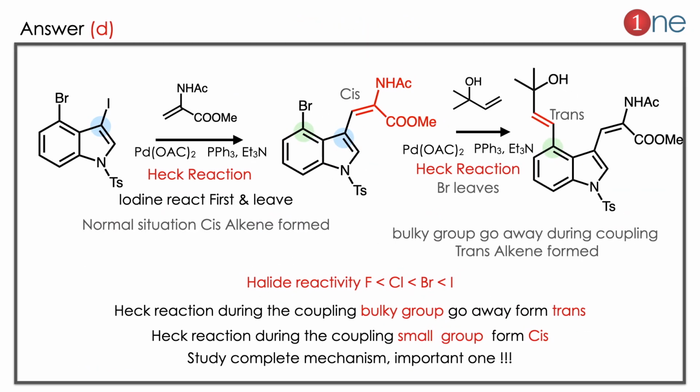The answer is D. Let us see how. The starting material contains bromine and iodine. You are using a palladium reagent, so it's clearly a Heck reaction. What really happens in the Heck reaction is the halide is removed and a new CC bond is formed here. But here it's tricky. Which one reacts, bromine or iodine? Iodine will react according to halide reactivity. Iodine is a good leaving group, so it reacts first. So a CC double bond is formed. Normally in the Heck reaction, the CC double bond is cis in nature, so cis is formed here.